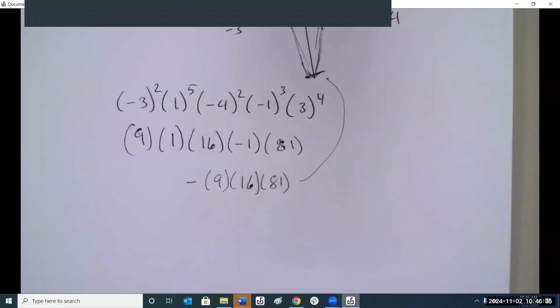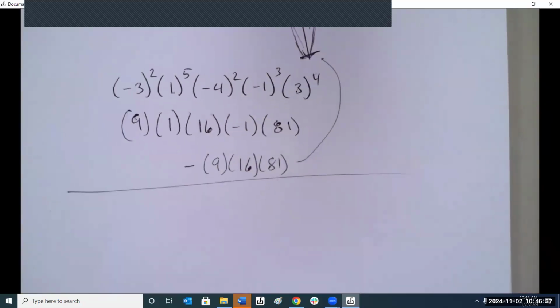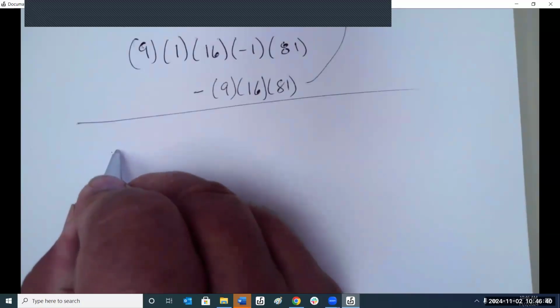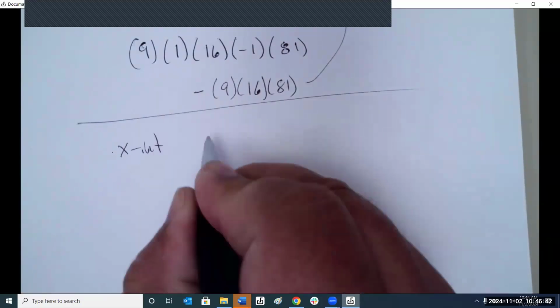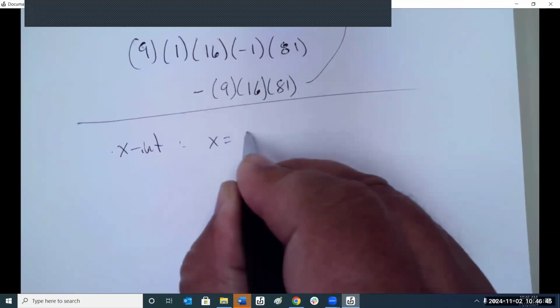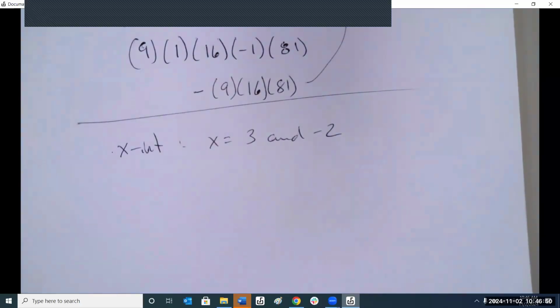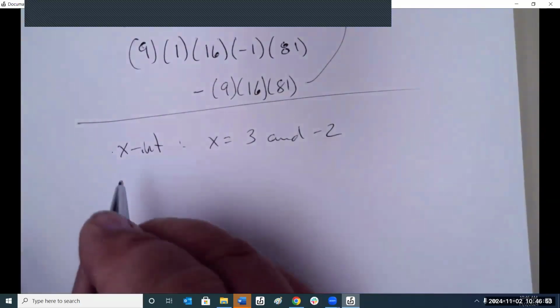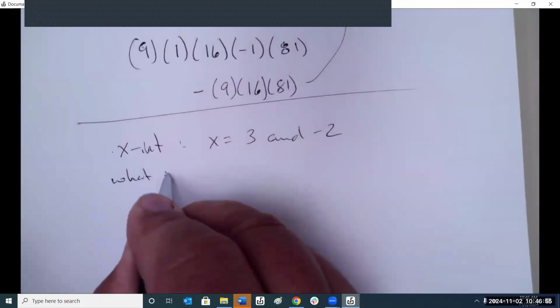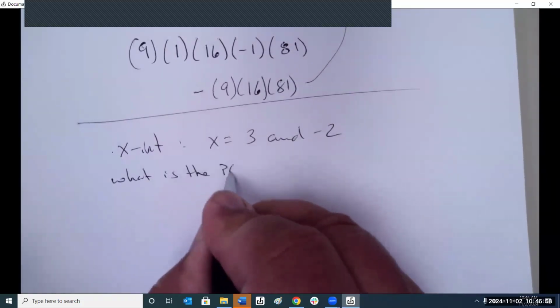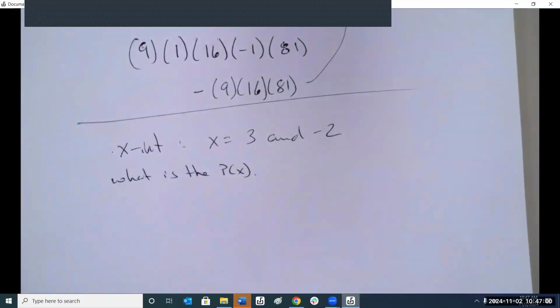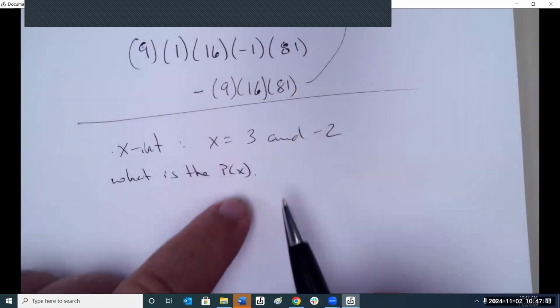How do we sketch the graphs? Really quick, let me just work backwards a little bit. If I gave you x-intercepts x equals 3 and negative 2, what would the polynomial look like? What is the polynomial of that function? We have to work backwards here. I gave you the answers. You have to give me the question, pretty much.